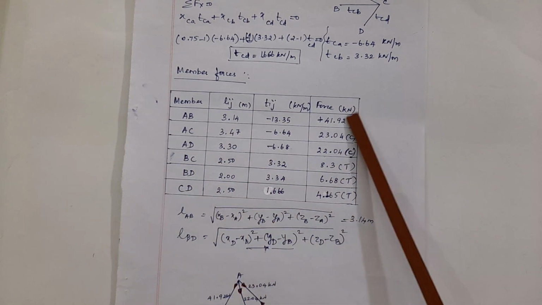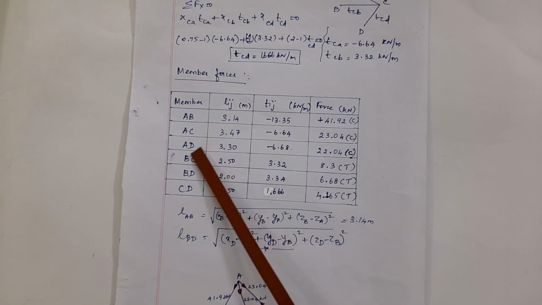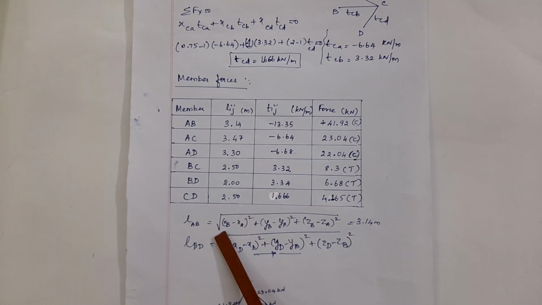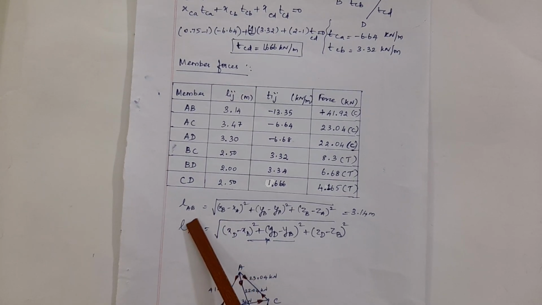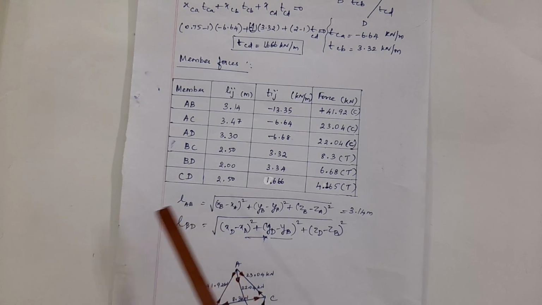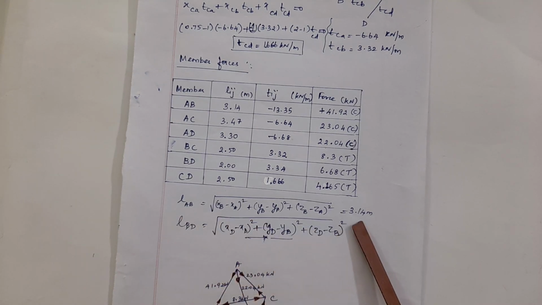to find the axial forces. All the members of the truss are mentioned here. The length of each member can be determined directly with the relation. If it is LAB, it is root of (XB minus XA) the whole square plus (YB minus YA) the whole square plus (ZB minus ZA) the whole square. So I can directly find the value of length.